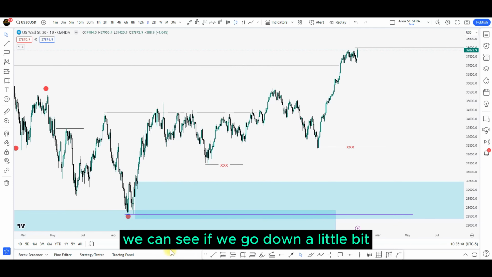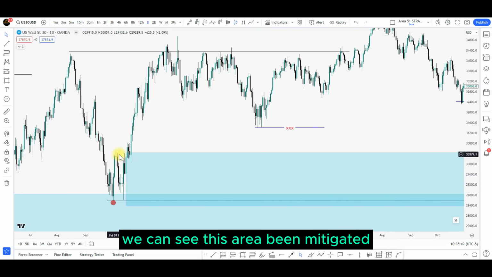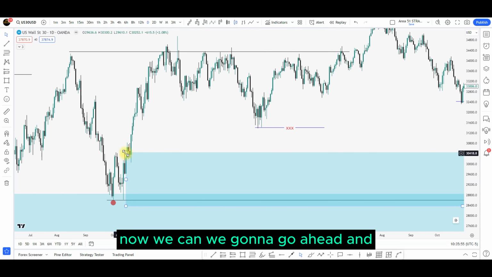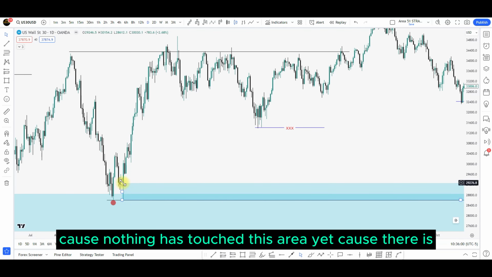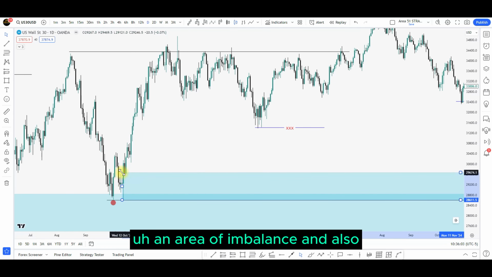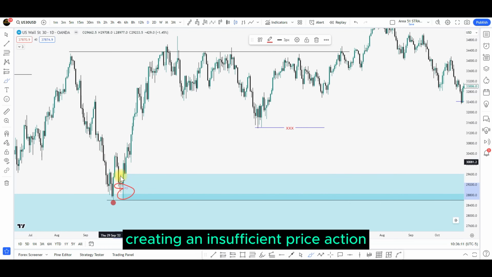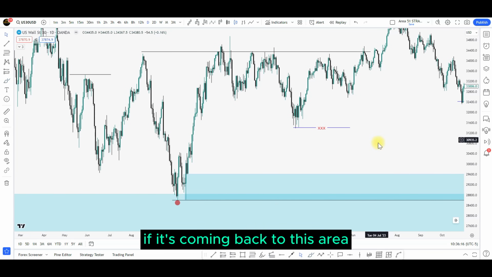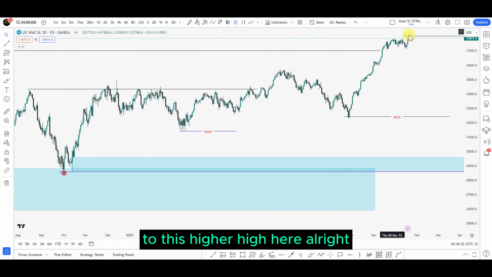If we zoom out a little bit, we can see this area being mitigated, this area being mitigated. Now we're going to mark this shadow, which is very important because nothing has touched this area yet. There is an area of imbalance and also an area where price has moved very rapidly, creating an inefficient price action. So if price comes back to this area, it will trade, and this is where the range begins, this higher low to this higher high here.